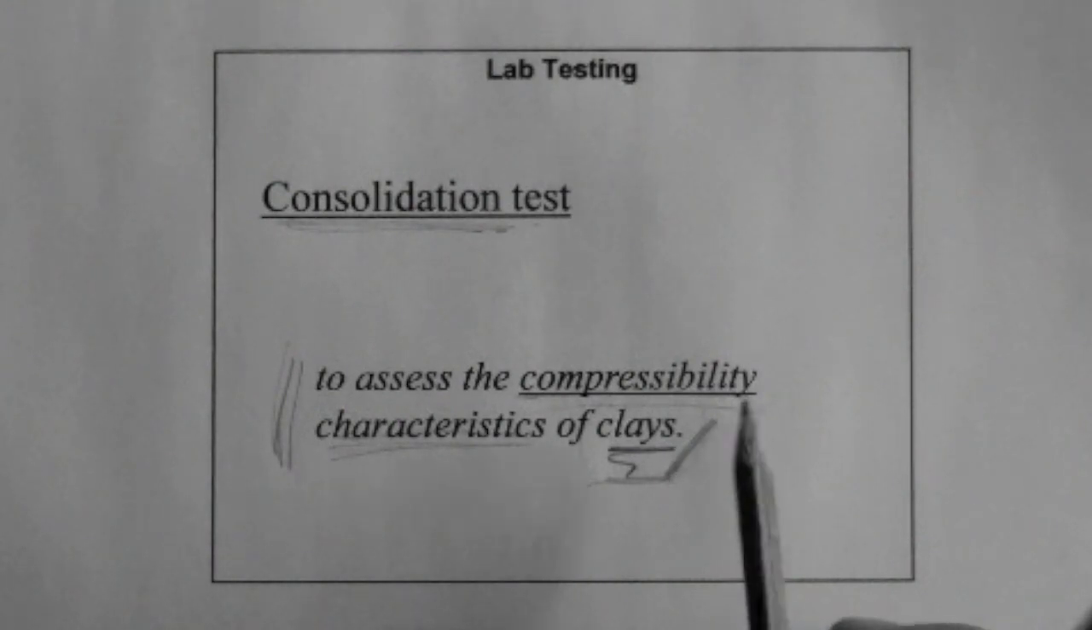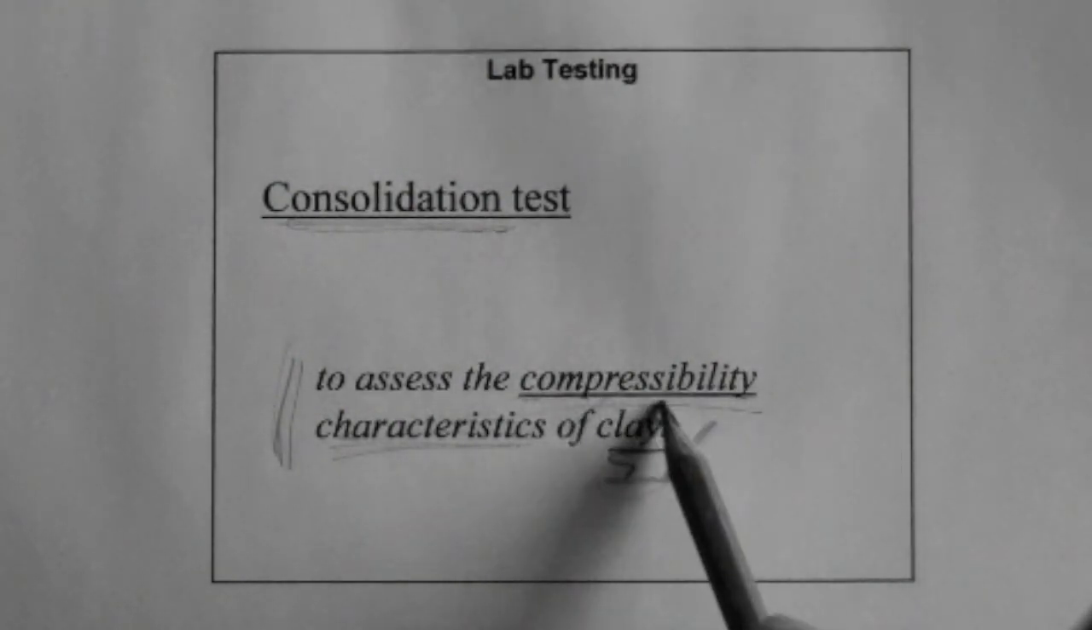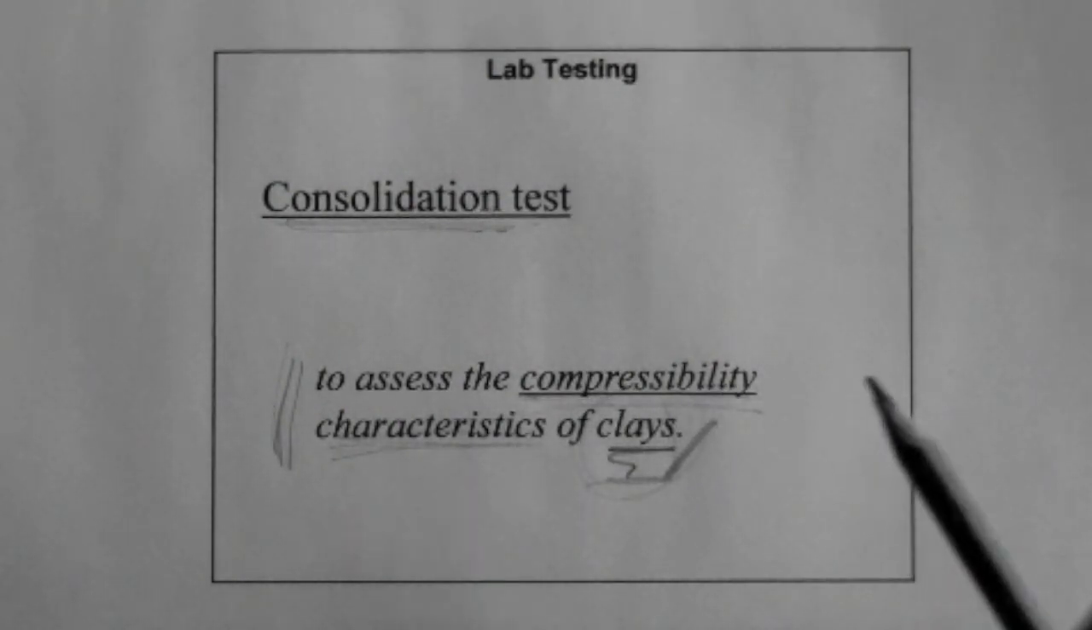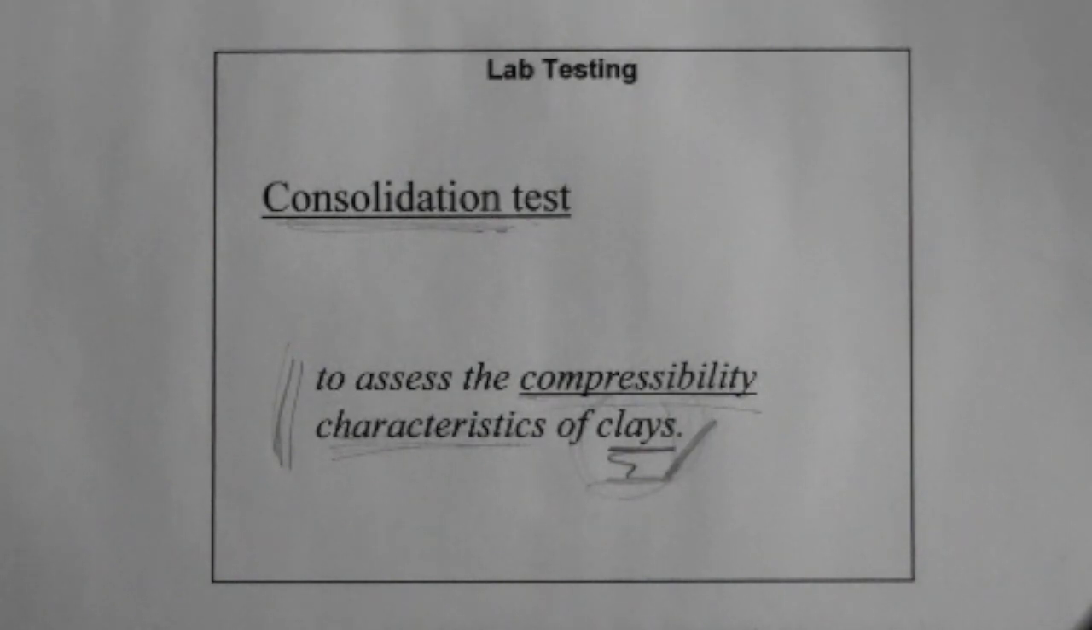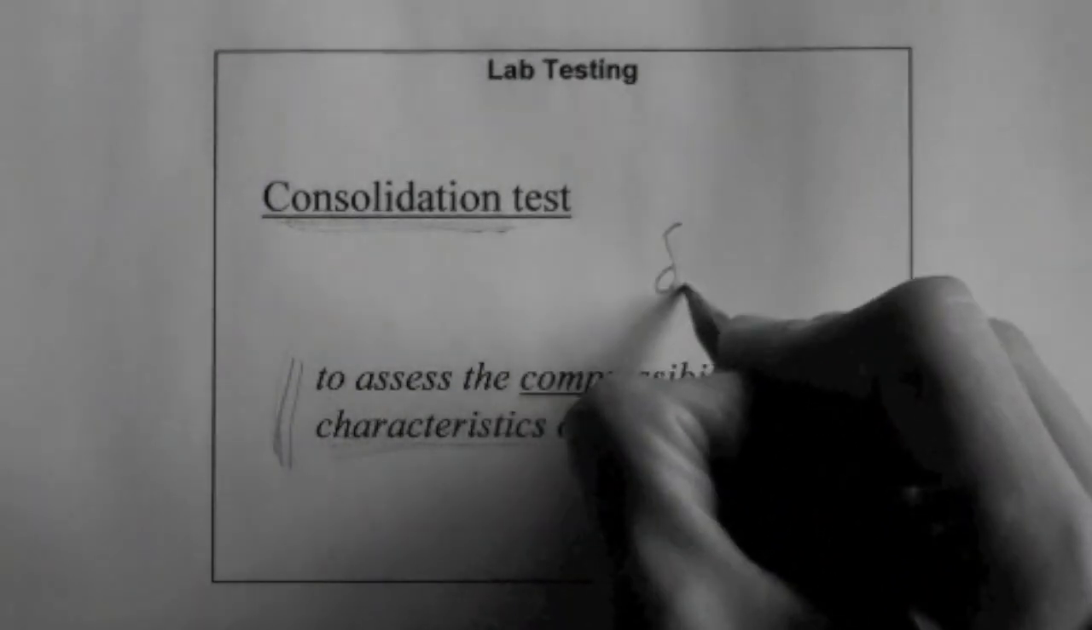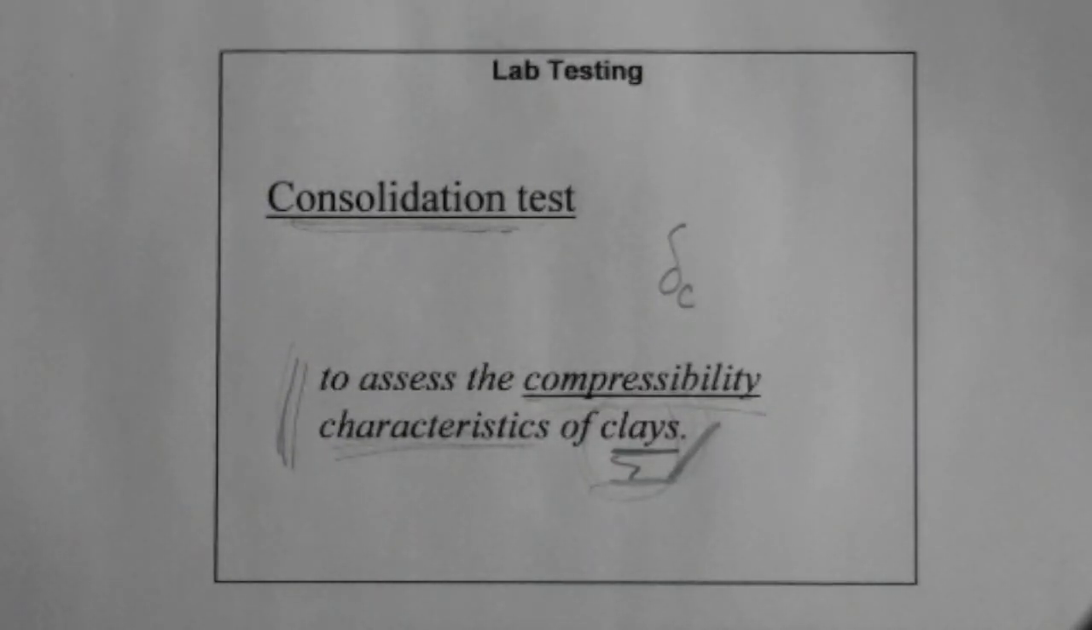In addition, it is typical that the clay layers that we find in the field are very compressible, meaning that they can deform quite a lot when we load them. And of course, that is during consolidation. And of course, we would like to know how much that deformation, that we denote as delta C, is going to be, how big it is going to be.